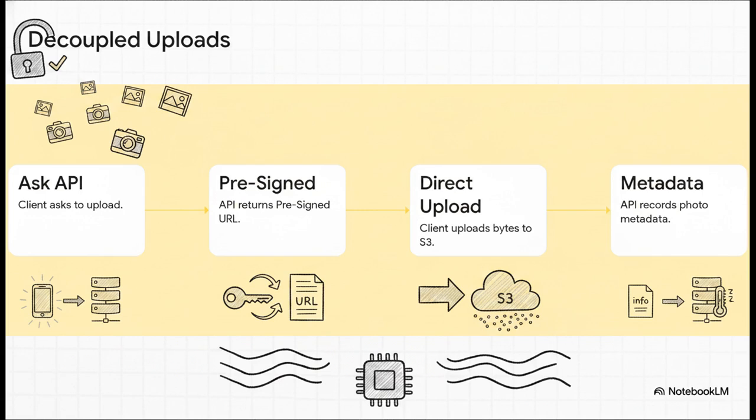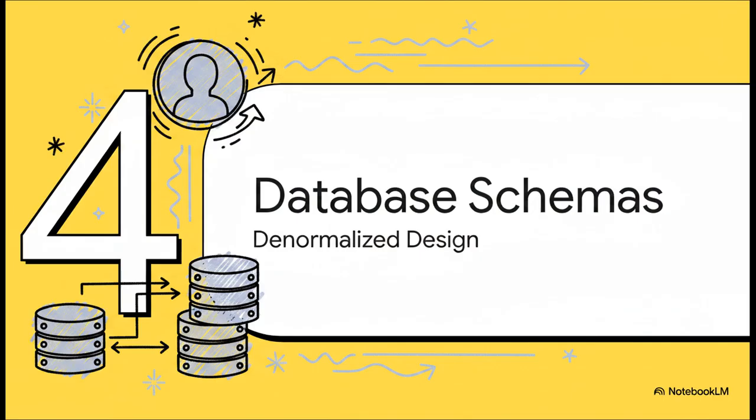The API server only ever handles tiny metadata requests and literally never touches the actual image bytes. The savings in CPU and bandwidth are just staggering. Next up, part 4, database schema and partial indexes.